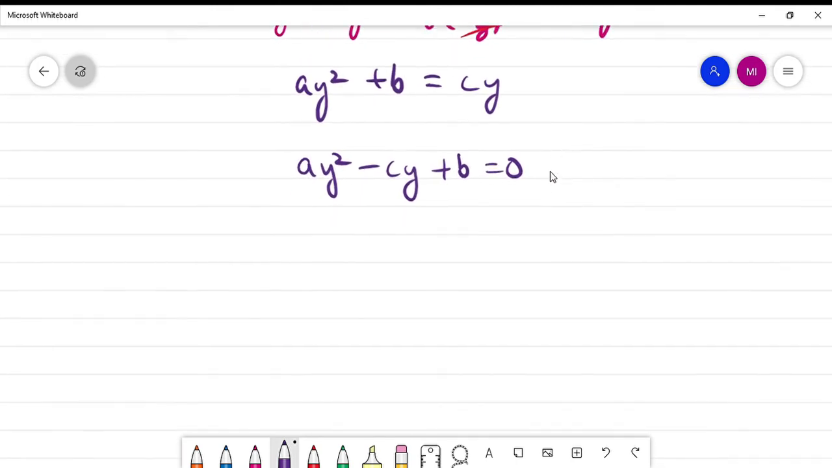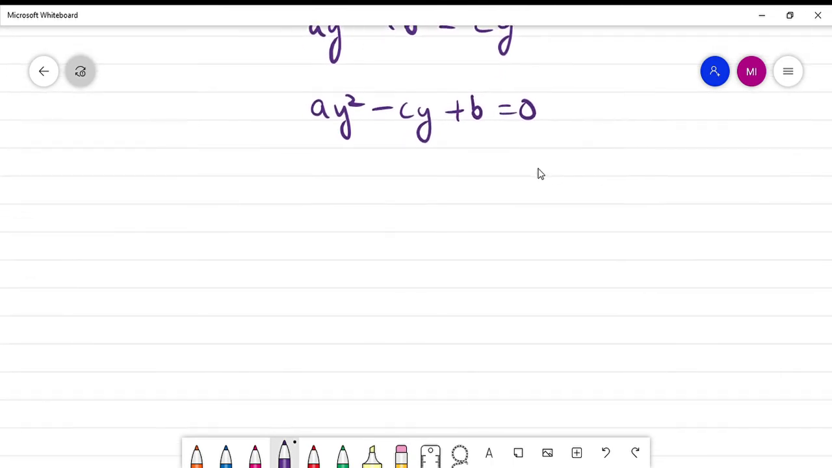Now we have a quadratic equation. We can solve the equation using any method we like, and then the values we get, we're going to put in the relationship polynomial of x is equal to y, and then we're going to get the values of x. So let's take an example.